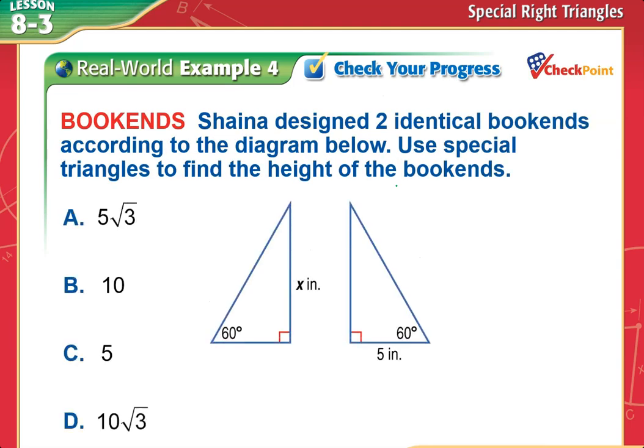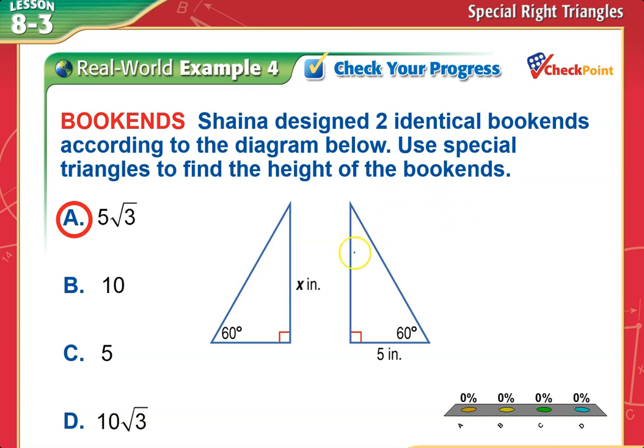All right, so here you're going to check your progress. Shane designed 2 identical bookends. According to the diagram below, use special triangles to find the height of the bookends. So if we know, remember the 60. So the answer is, pause your video, right? Okay, the answer is 5 root 3. Well, how are we going to know that?